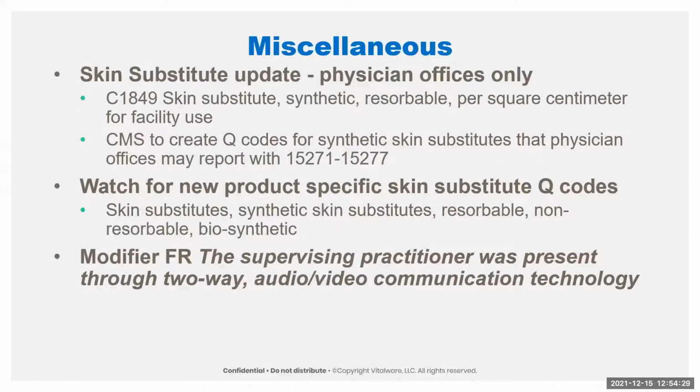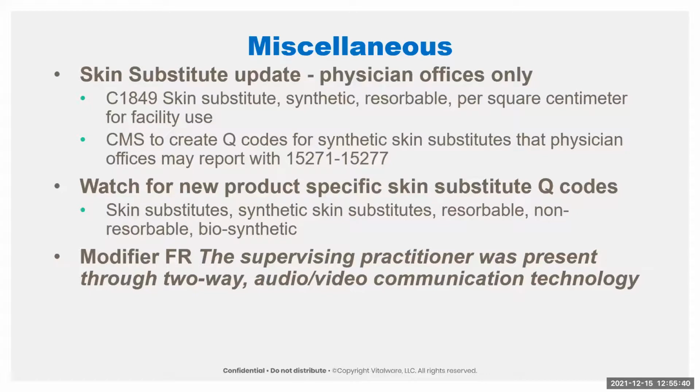And let's see. So skin substitute updates, and this is only going to apply to physician offices. There is a C1849 for your skin substitute synthetic, but that's only for facility use. And CMS is going to create Q codes for some synthetic skin substitutes that physicians may report with the skin graft. So that's your 15271 through the 15277. So watch out for some new product specific skin substitute codes. Currently there are some A2 codes, and there are about 10 of them, where the initial procedure is probably going to be done in the facility, but as the patient heals, they would be coming into the office. So there would be some debridement done to get rid of the old, dead skin tissue, and then a reapplication of some of these skin substitutes like Novosorb.